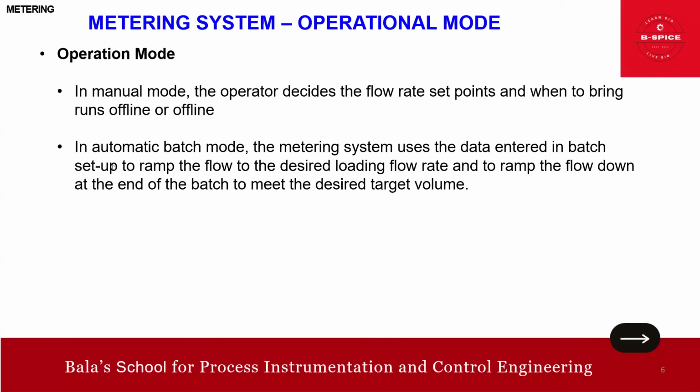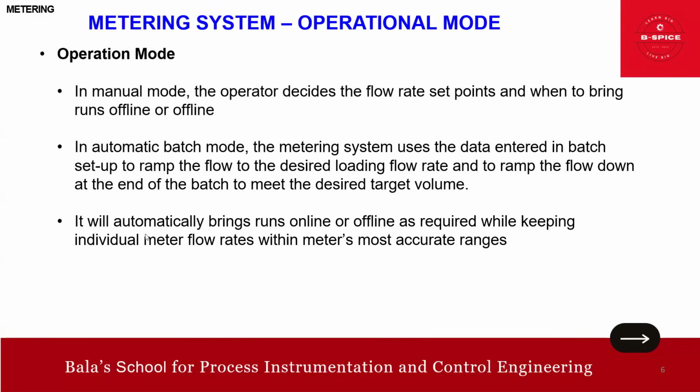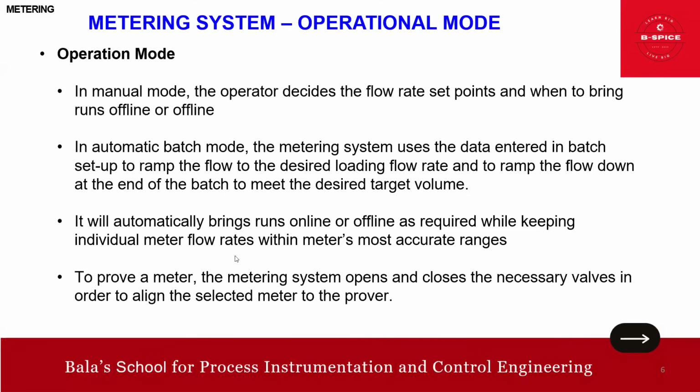I repeat, friends, in automatic batch mode, the metering system uses the data entered in batch setup to ramp the flow to the desired loading flow rate and to ramp the flow down at the end of the batch to meet the desired target volume. So it will automatically bring runs online or offline as required while keeping the individual meter flow rate within the meter's most accurate ranges. To prove a meter, the metering system opens and closes the necessary valves in order to align the selected meter to the prover.